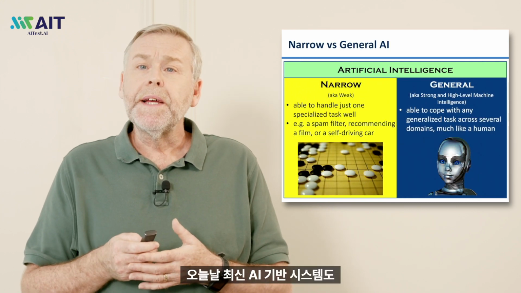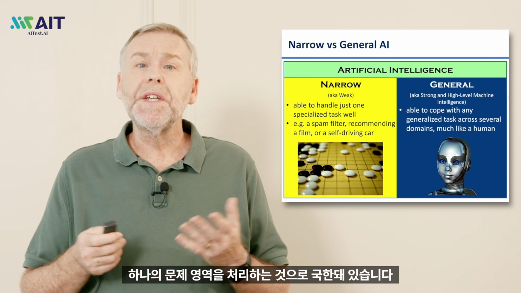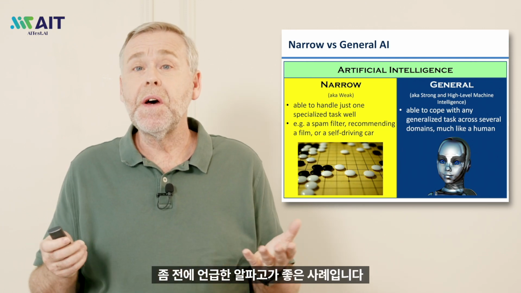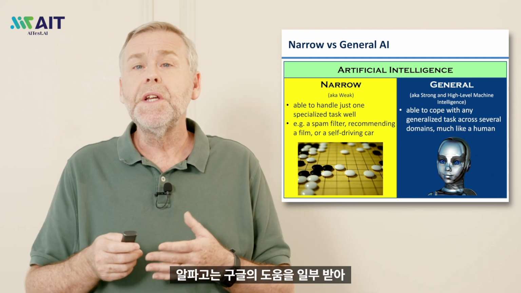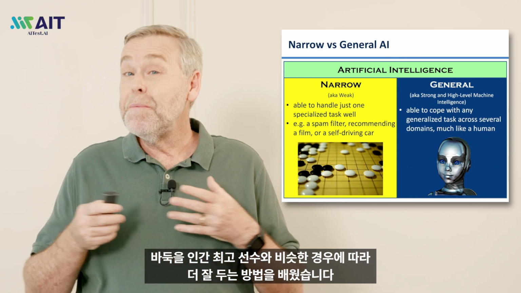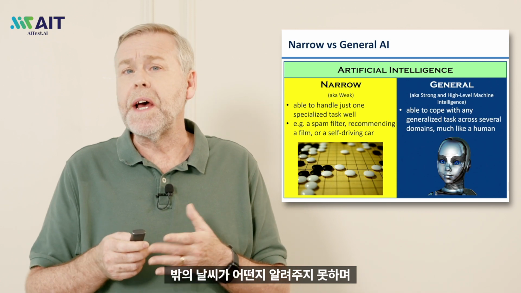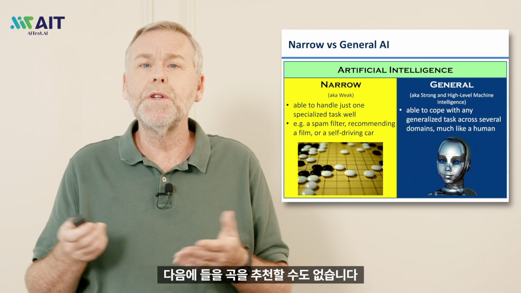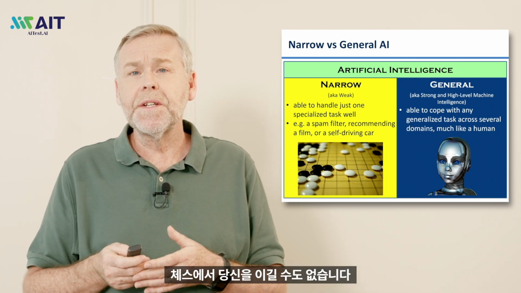Today's most complex and leading-edge AI-based systems are limited to handling a single problem area. AlphaGo, which we just mentioned, is a good example. It has taught itself, with some help from Google, to play Go as well as, if not better than, the best humans. But it cannot do anything else. It cannot tell you what the weather is outside. It cannot navigate your car. It can't recommend what song you should listen to next. And it cannot even beat you at chess.